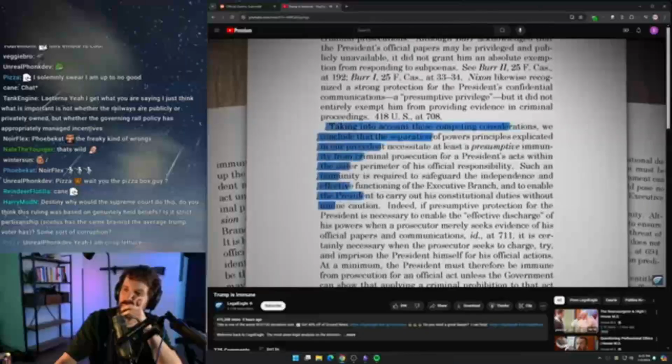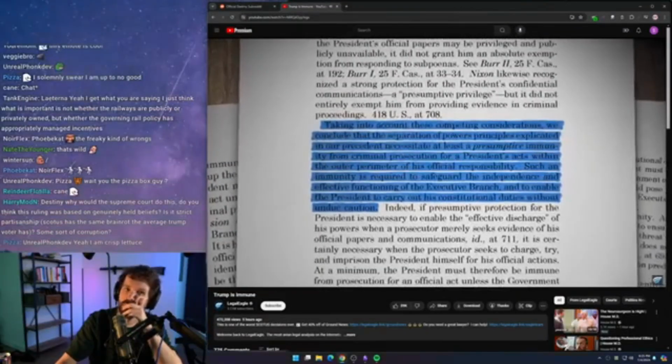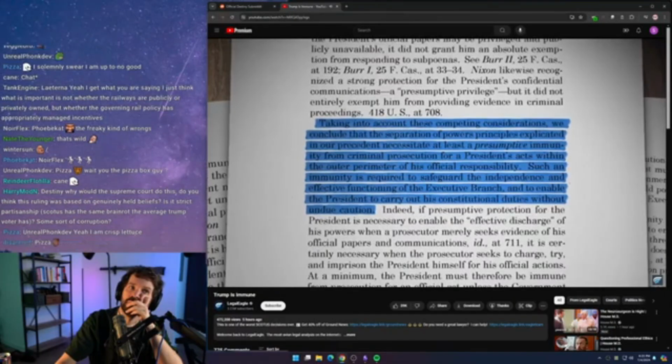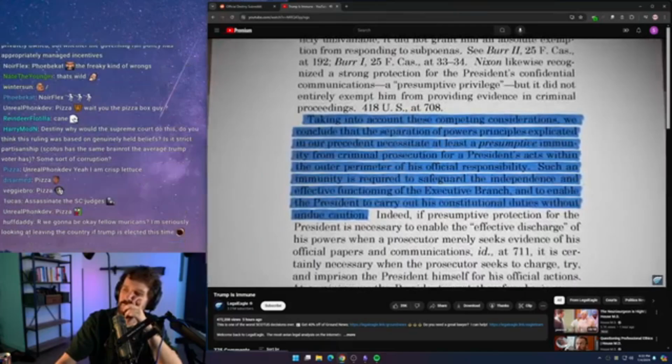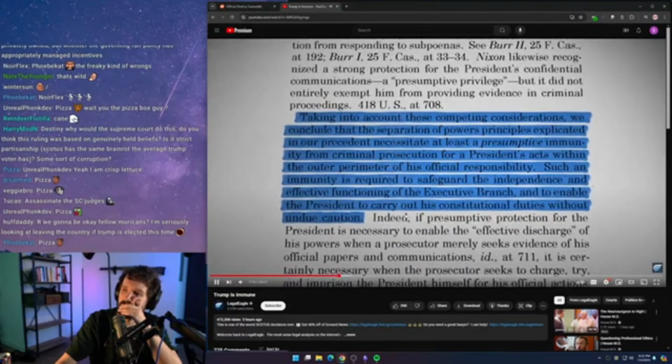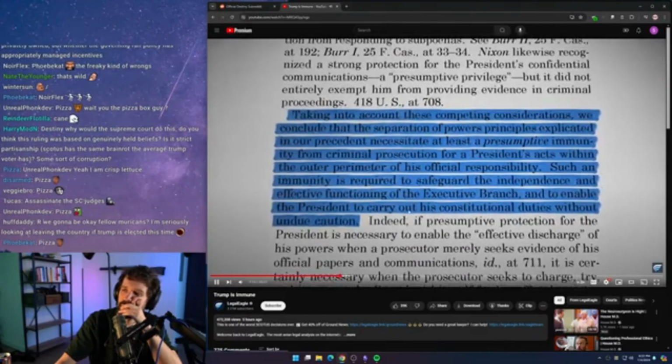So the court concludes, quote, "Taking into account these competing considerations, we conclude that the separation of powers principles explicated in our precedent necessitates at least a presumptive immunity from criminal prosecution for a president's acts within the outer perimeter of his official responsibility. Such immunity is required to safeguard the independence and effective functioning of the executive branch and to enable the president to carry out his constitutional duties without undue caution."